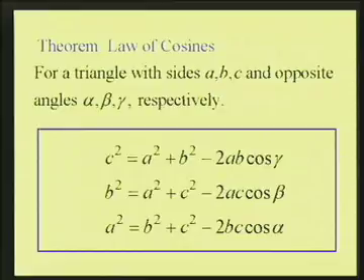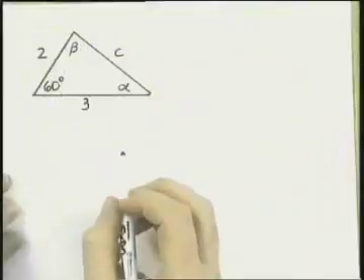Notice the side c squared and the cosine of gamma in the formula. In other words, gamma has as its opposite side c, and the second one, beta, has as its opposite side b, and then the rest of the formula is in terms of the other two sides. So let's go ahead and use the law of cosines to solve a triangle.